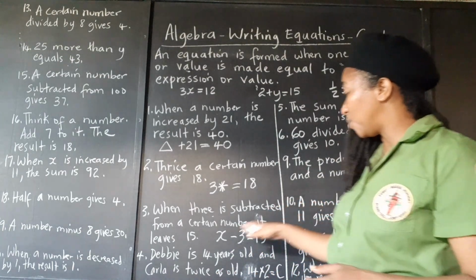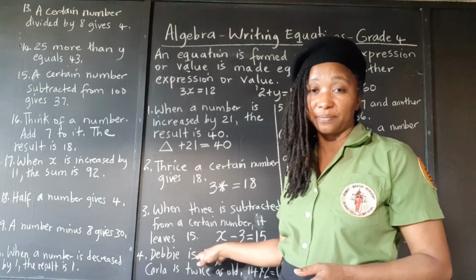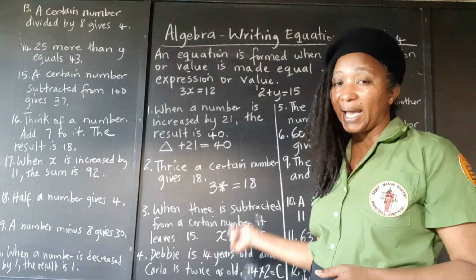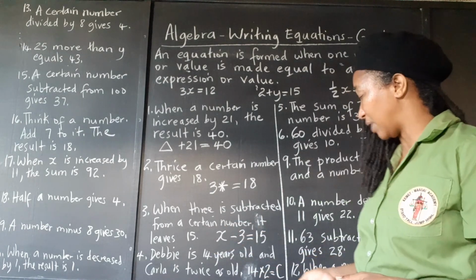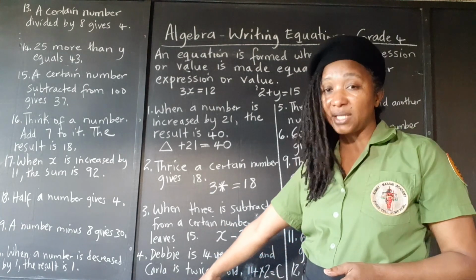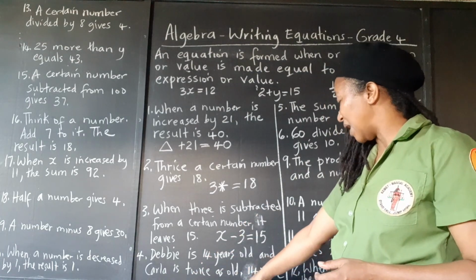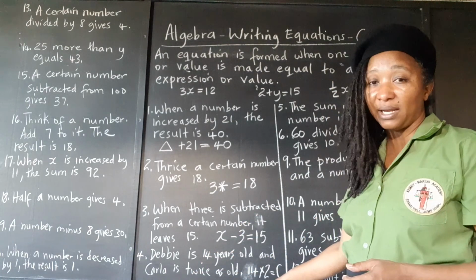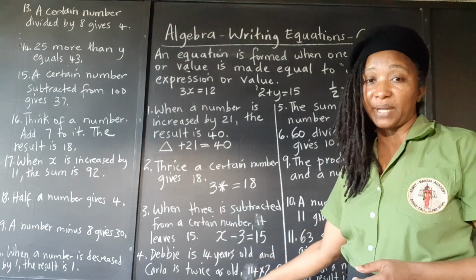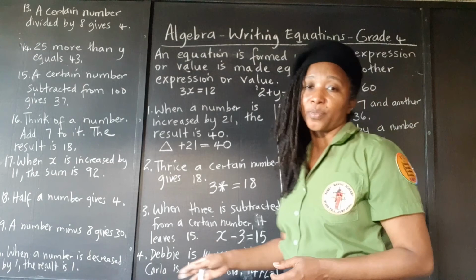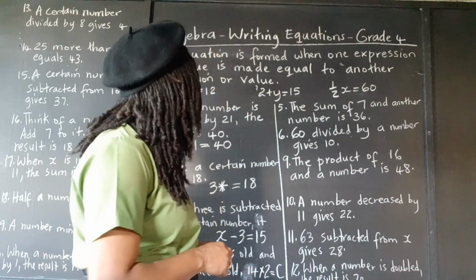Since we already know Debbie's age is 14, and we know that Carla is twice as old as Debbie, twice means 2 times. 2 times Debbie's age would give Carla's age. So we just need to multiply Debbie's age by 2 to get Carla's age. All right, let's look at some more.